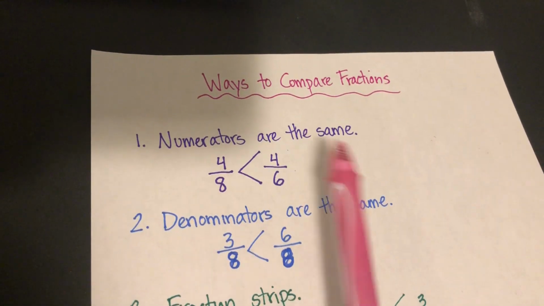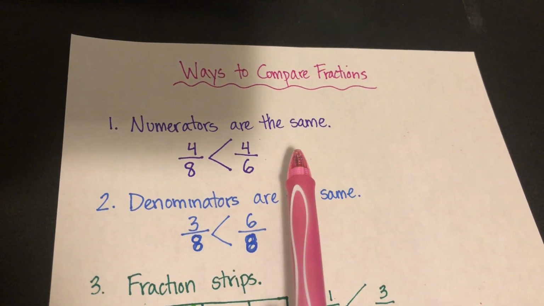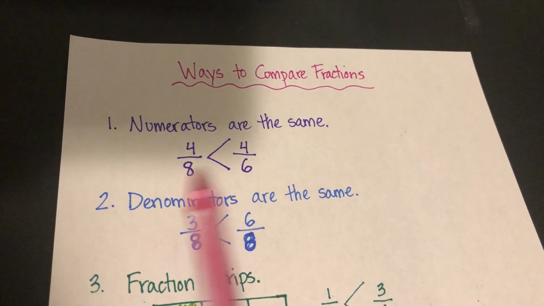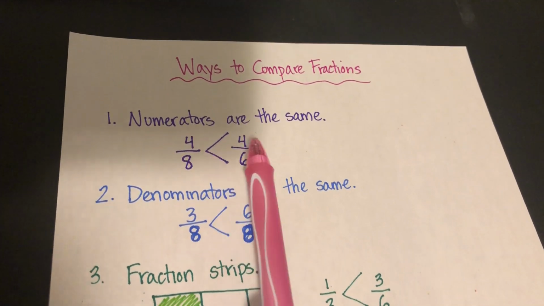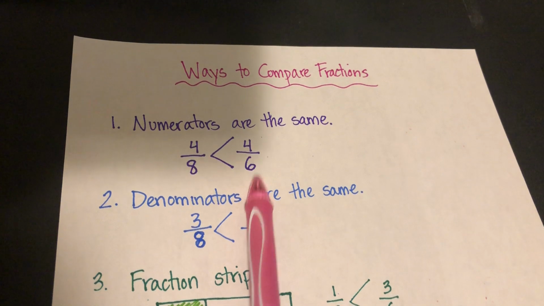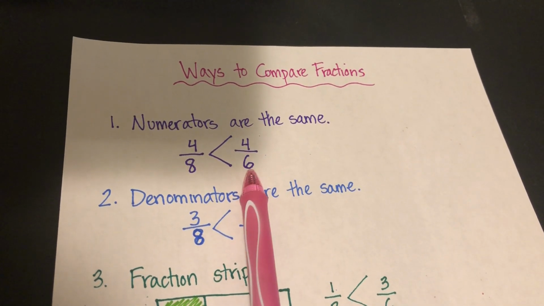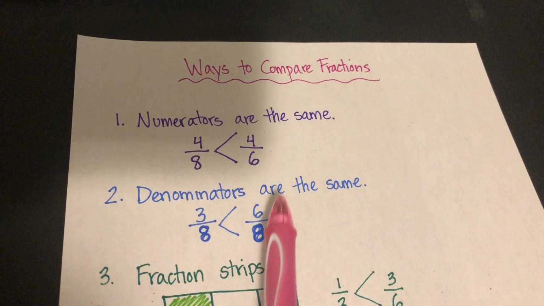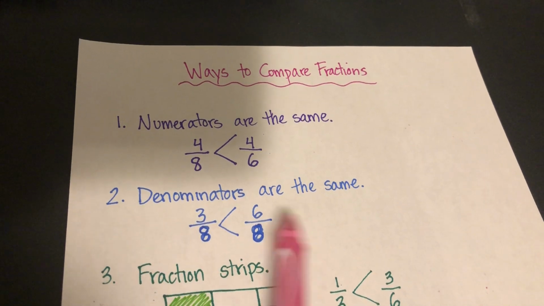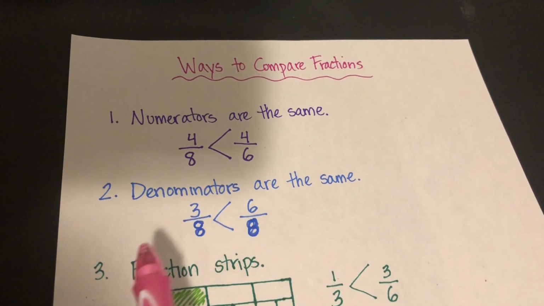First, we learned the rule that if the numerators are the same, we can compare them by looking at the denominator. If the numerators are the same, the smaller denominator is going to be greater because the pieces are bigger.